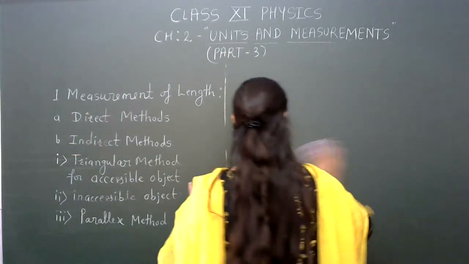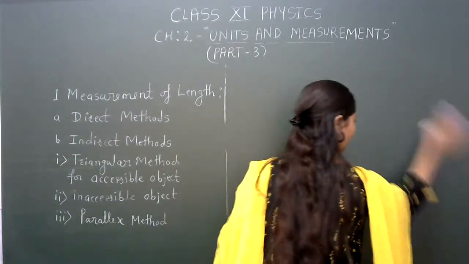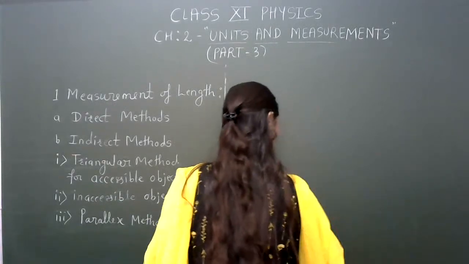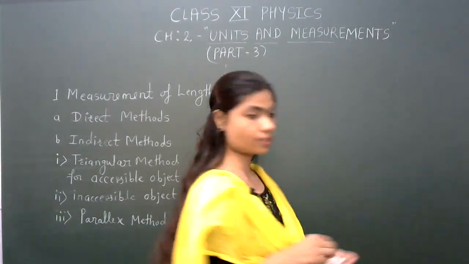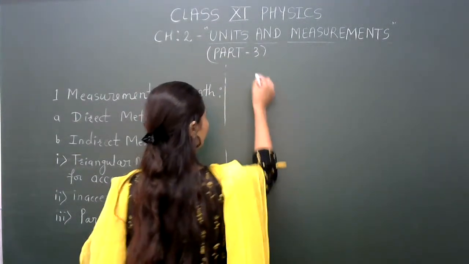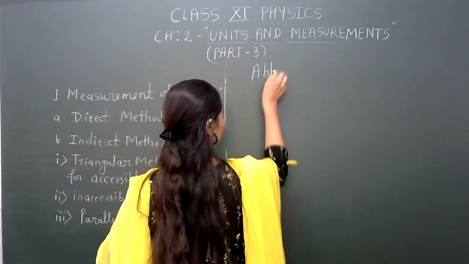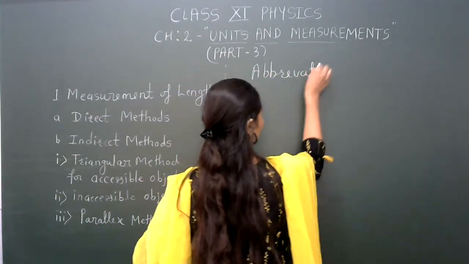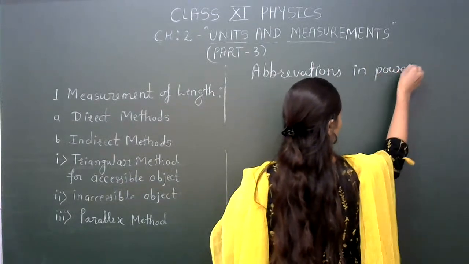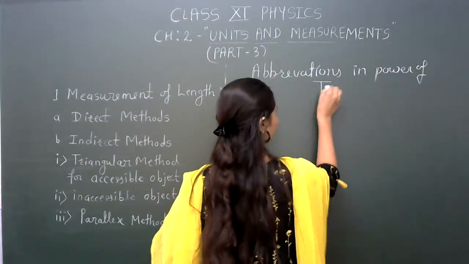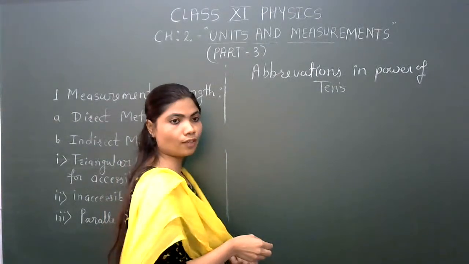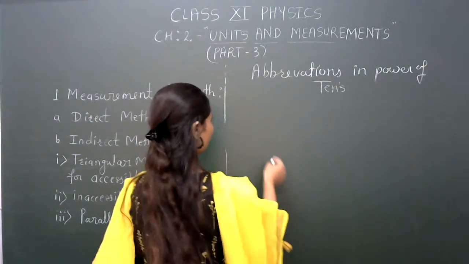You can do it at the instant, at a particular time, by using some formulae only, by clearing your terms only, right? So, abbreviations in power of 10. We will begin with the first positive terms and their symbols.